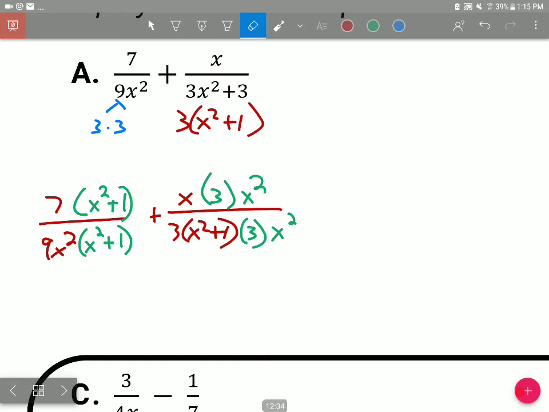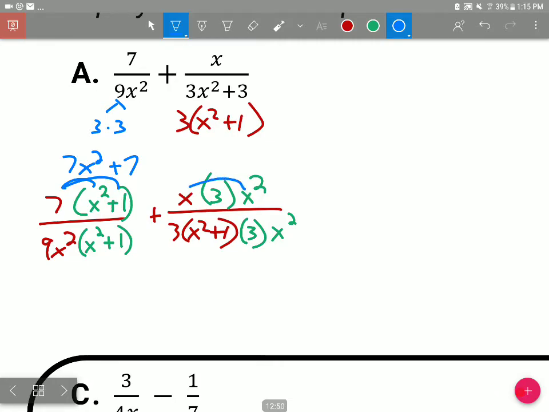Multiply out the top and combine it. So I'm basically going to do it right above it. So just start distributing. So what's 7 times x squared? 7x squared. What's 7 times 1? 7. Okay.